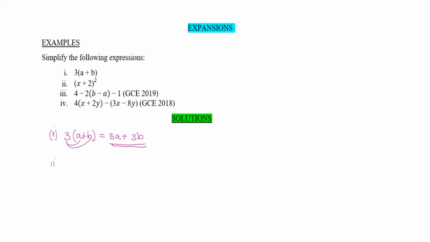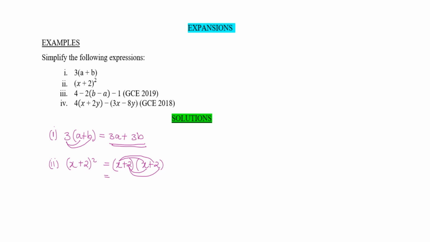Then we can go to 2. 2 is saying x plus 2 in brackets squared. This is the same as x plus 2 in brackets multiplied by x plus 2. Here it simply means this x should multiply x, again x should multiply 2. Then 2 should multiply x, and again the same 2 should multiply 2. Then whatever we're going to get in the end, we simplify it if it is possible.